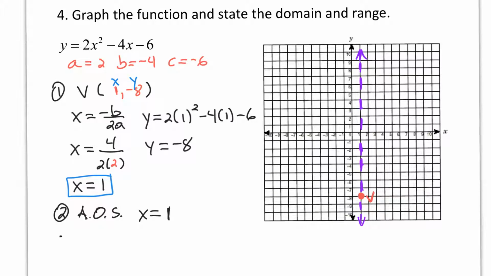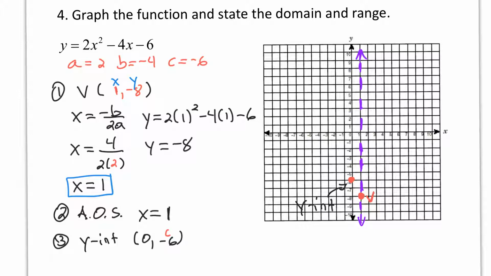So third step, I need to find my y-intercept. My y-intercept will be 0 for the x and my c value for the y coordinate. And the c value, let's go back here, is -6. So my y-intercept is at 0, -6. And I'm just going to plot that point. 0, -6 is right here. And I have the y-intercept. Let me just label that for you guys so you remember that's the y-intercept.